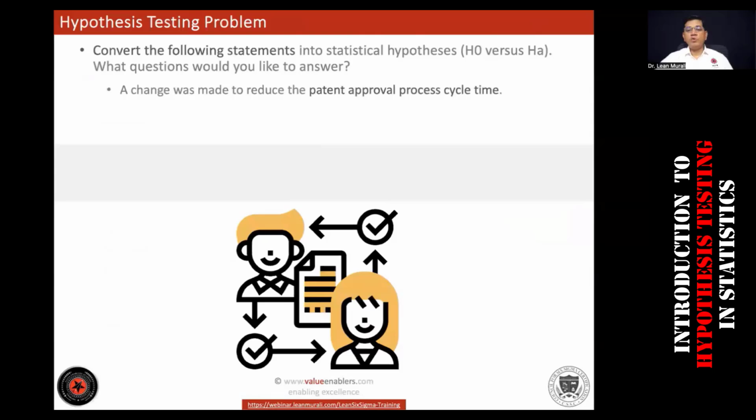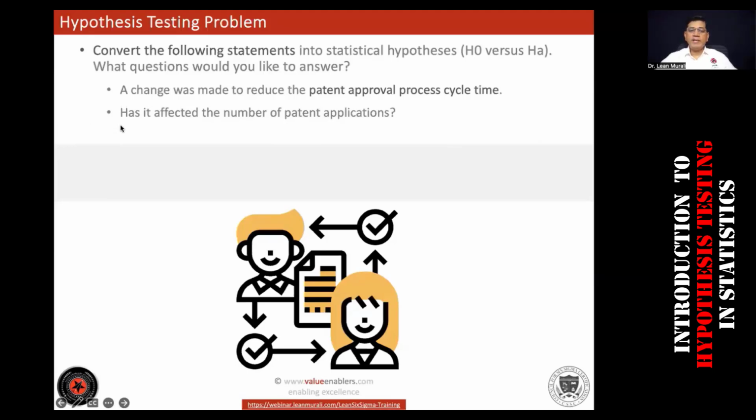A change was made to reduce the patent approval process cycle times. Let me give you a practical example. There is a patent approval process cycle time. Every process will have a cycle time, right? The patent approval process has a cycle time, and there was a change there. Now the question here is, has the change affected the number of patent applications? How do you state the null and alternate hypothesis? I'll give you 1 minute. Let's see if somebody can attempt.